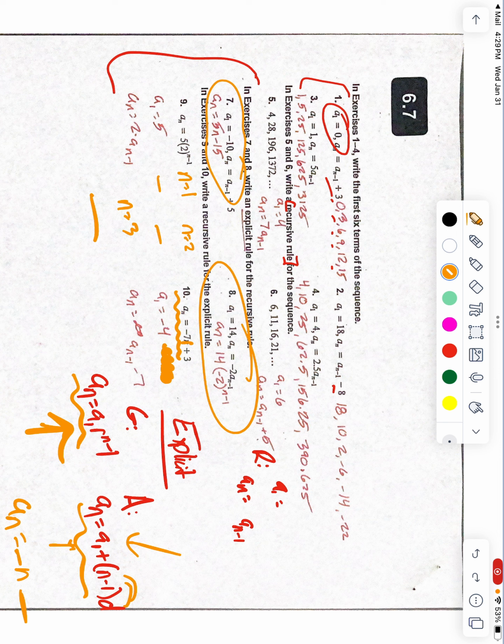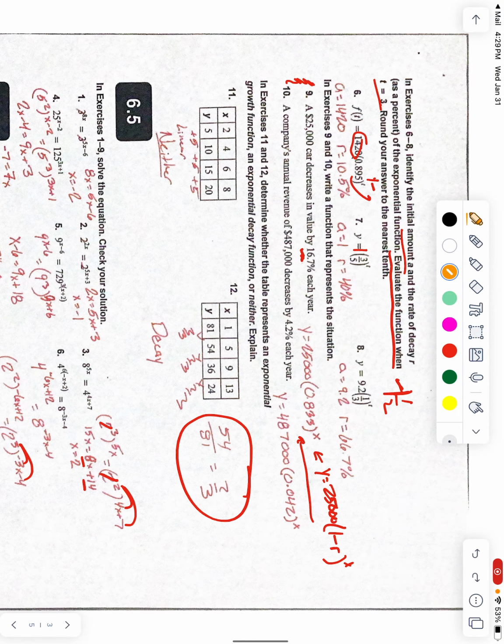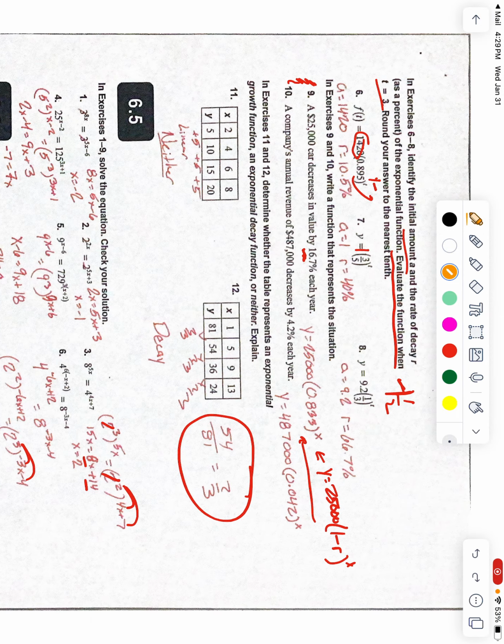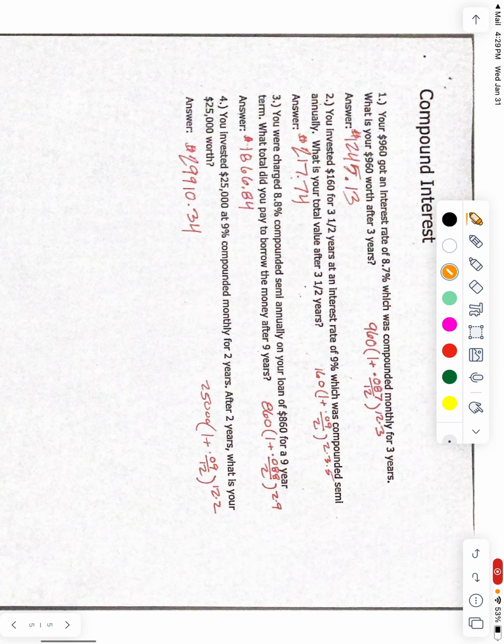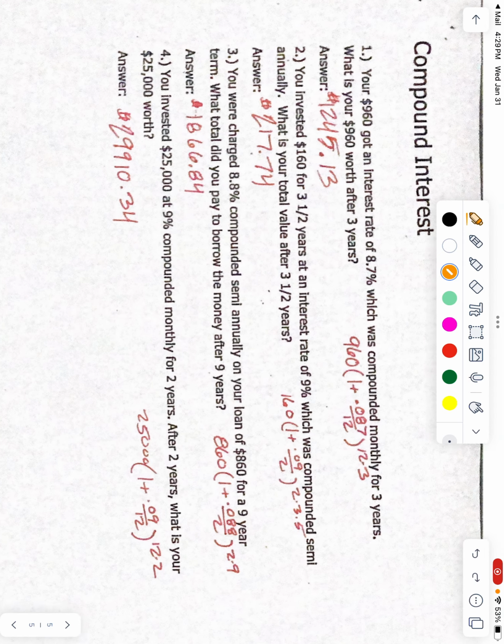I know that was quick. If you have any further questions, make sure that you send me an email. Otherwise, I hope this helps and that we will be prepared for our test tomorrow. Oh, wait, no, I'm not done. Psych. Compound interest, almost forgot.